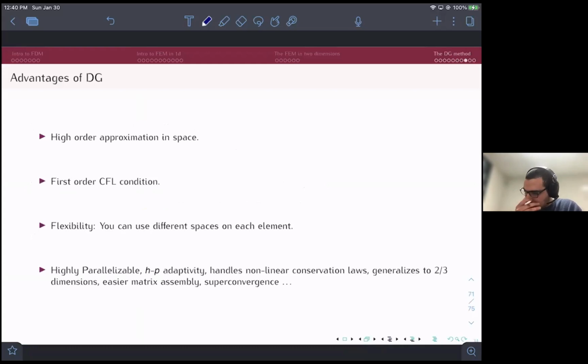Now let's see why one would want to use DG. First of all, we'll have a high-order approximation in space. For example, in 1D with a uniform mesh, we'll expect something like O(h^(m+1)). That would be our error, basically.